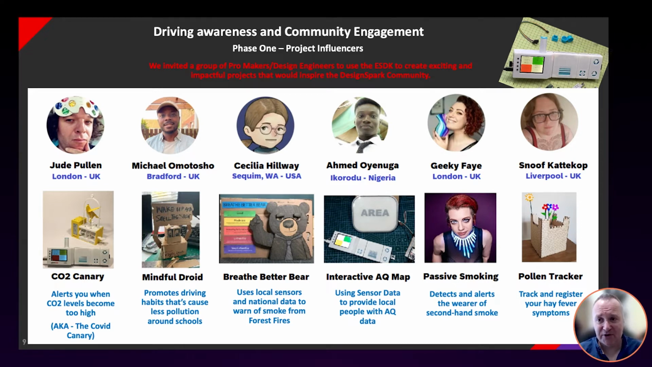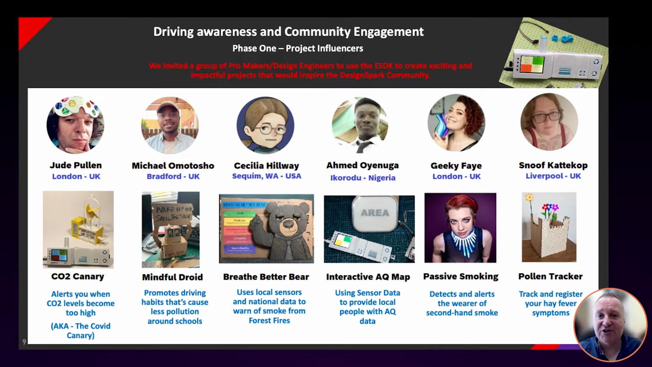Geeky Faye has built an amazing project around passive smoking. The necklace she has detects smoke, and when it detects smoke, it basically glows, so you know to walk away. And Snoof has done a brilliant project. If you suffer from allergies, especially hay fever, she's got a pollen tracker that connects to an API, and the API goes into her little castle of flowers here. And when you've got symptoms, when you wake up in the morning, you can go and squeeze the flowers, and then that starts using AI to correlate when your symptoms are bad compared to the levels of pollen that are in the air. So that's a really cool project as well.